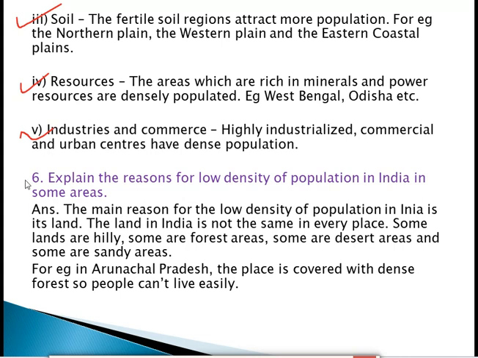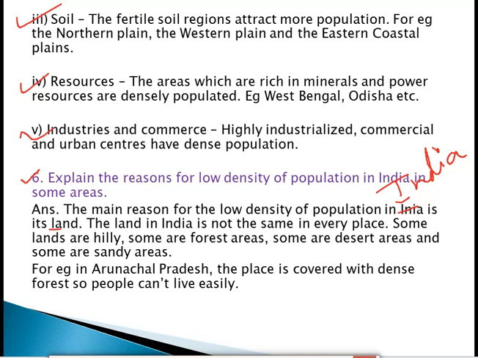Now, the last question of this chapter: explain the reason for low density of population in India in some areas. So why in a few areas of India is the population very low? Why is that so? The main reason for the low density of population in India is its land. Because of the land only, people will select in which area they have to live.